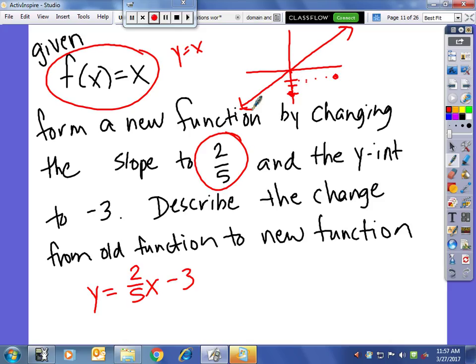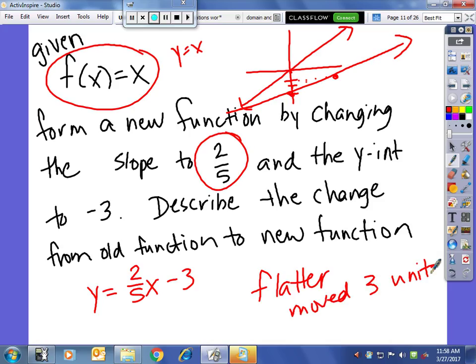What's going to happen? It's going to be flatter. So it got flatter, and it moved 3 units down. It got less steep or flatter. I don't know how they would describe it, but the original one is steeper. The new one is flatter, and the new one is 3 units below the old one. Are you okay with that?